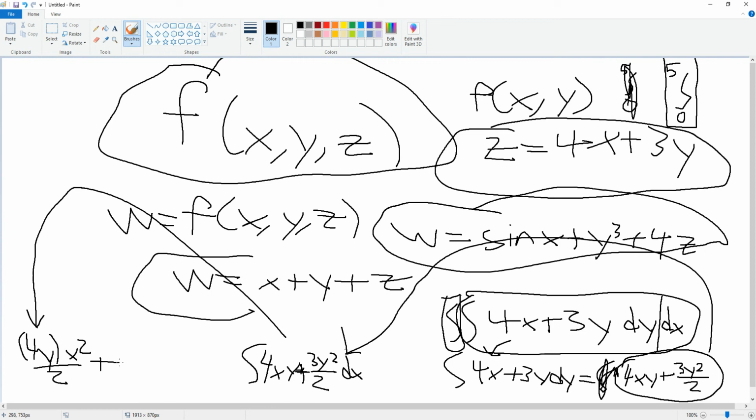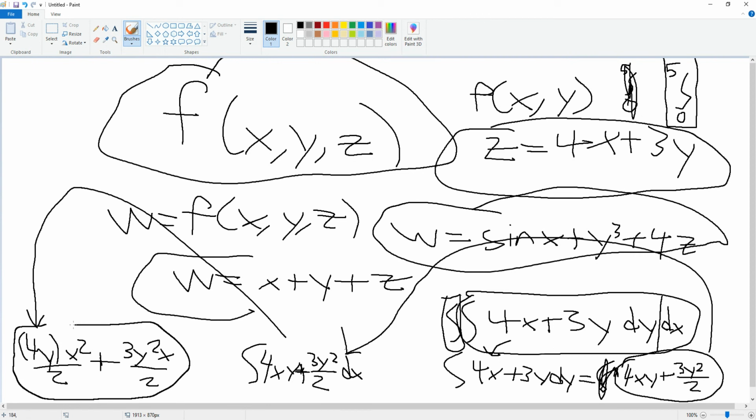Then our second term has no x in it, since it's just 3y squared over 2. Since that's technically just a constant from the x's perspective, we just add an x. So it becomes 3y squared x over 2. And then you could simplify this, but yeah, this is the answer.